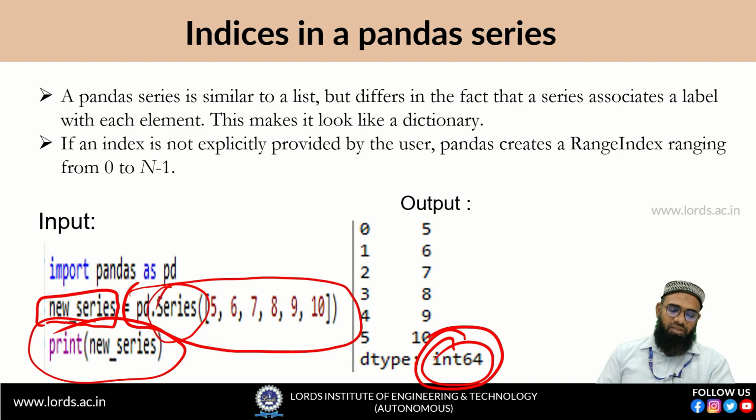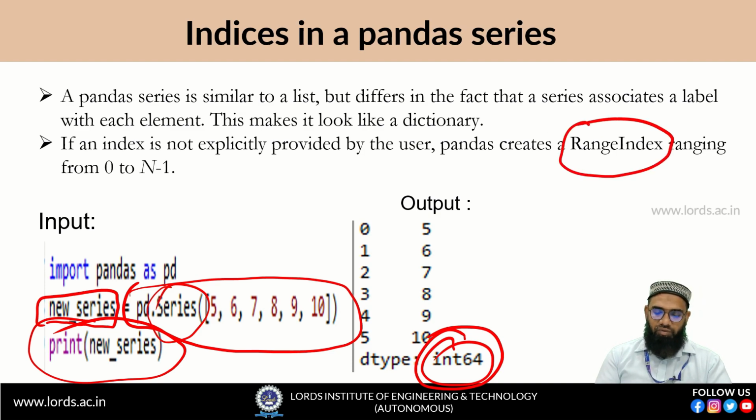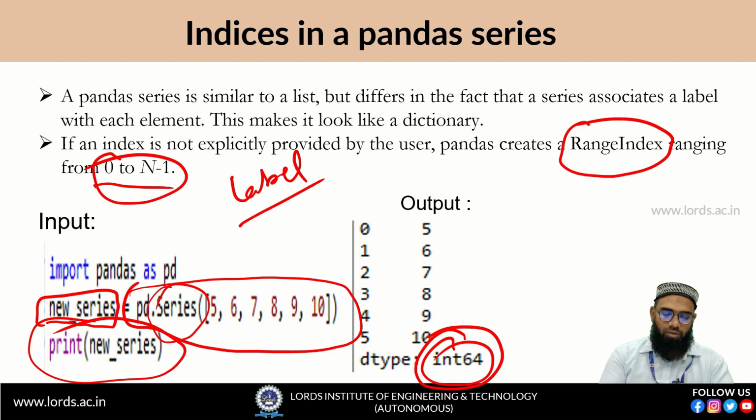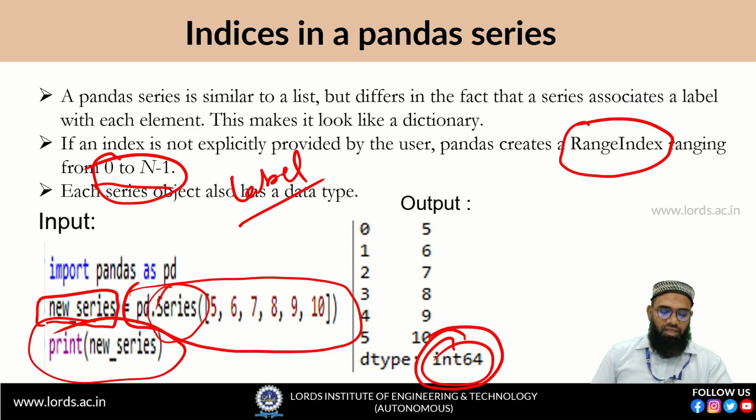If an index is not explicitly provided by the user, Pandas will create a range index, and its standard form will be 0 to n-1. We can explicitly give indexes, but if we do not provide them, then it will have the default index, which is 0 to n-1. Indexes are sometimes referred to as labels also. So this is the series.